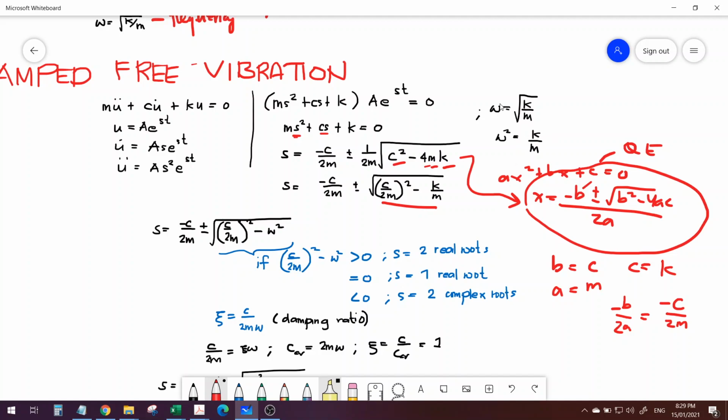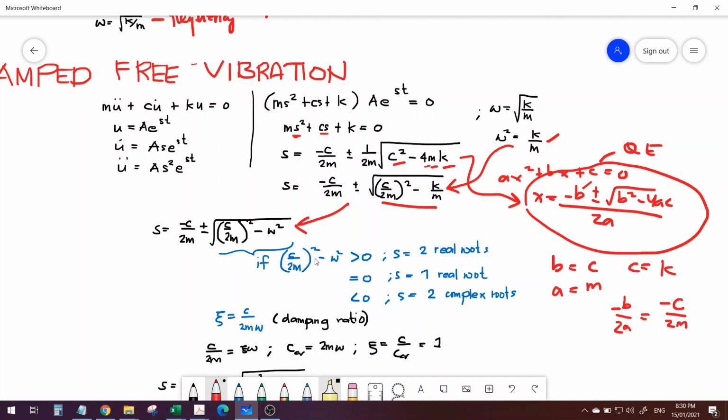But remember, omega is equal to square root of k over m, right? So omega squared is equal to k over m, which is this. Okay? So mako-convert na naman itong equation na to into this. Yan. So negative c over 2m plus or minus square root of (c over 2m) squared minus omega squared.